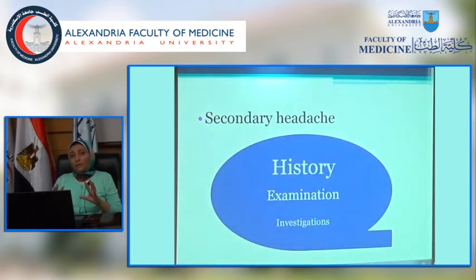The hallmark in the diagnosis of headache is to exclude secondary causes of headaches. This is extremely important. Before you jump into the diagnosis of primary headache disorder, you have to exclude secondary headaches. To exclude secondary headaches, you need to take a very good history. You have to do an examination, including neurological examination, of course. And in some cases, you need to order some investigations.